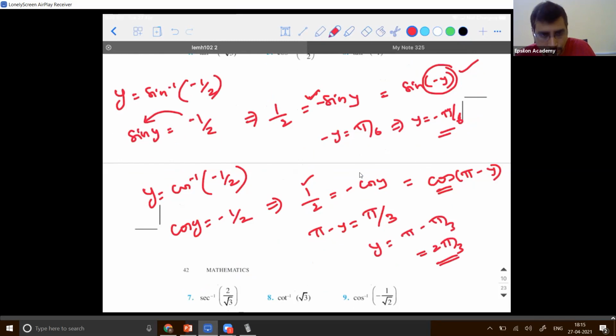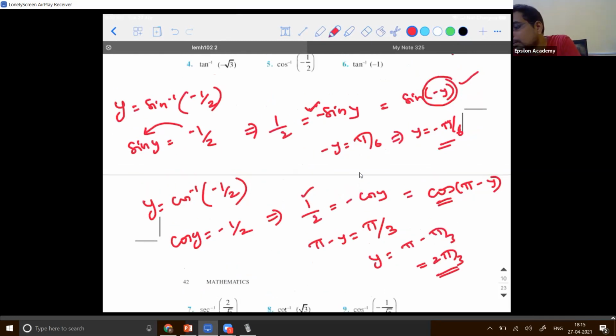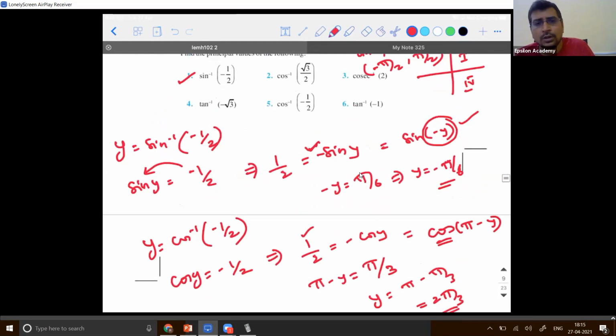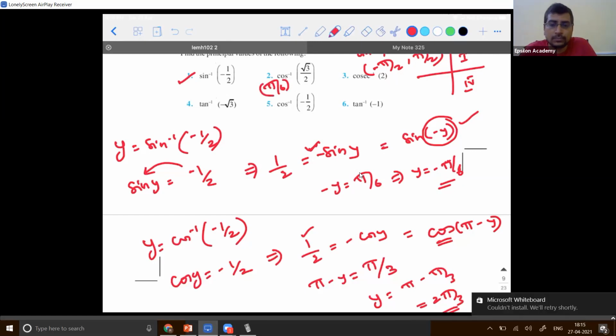Yes, sir. Perfect. Can we do all those problems in a single step? So cos inverse of root 3 by 2. Which value of cos will give you root 3 by 2? 5 by 6. That's the answer. Cosecant inverse 2.